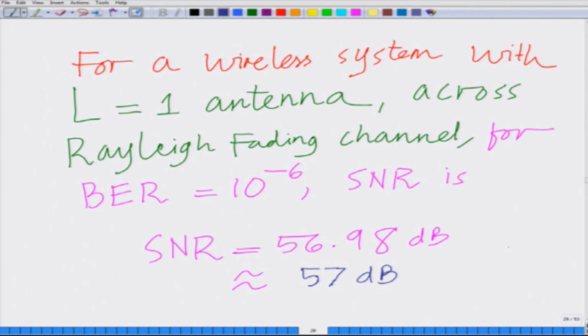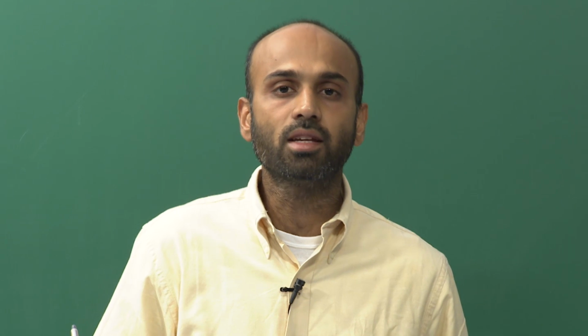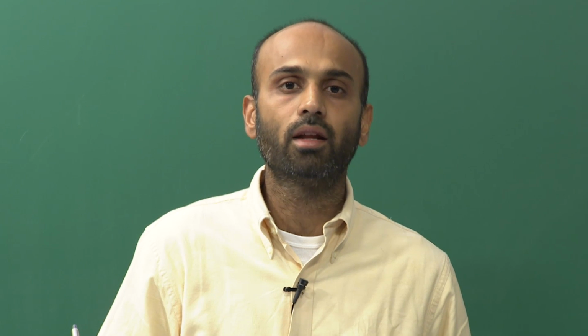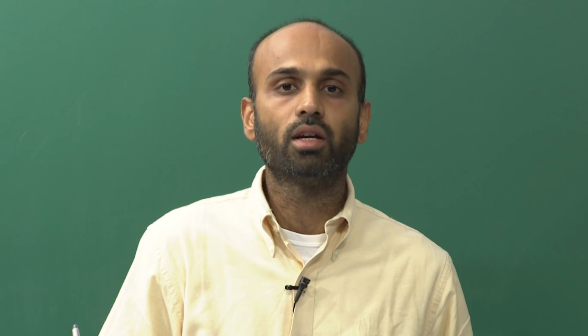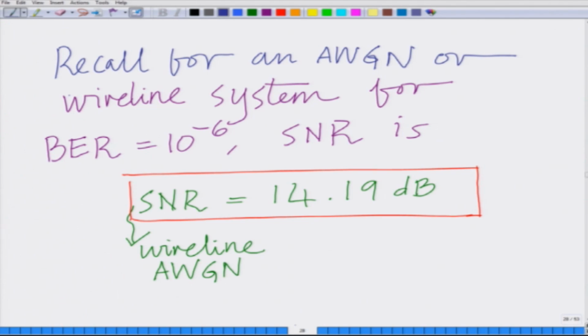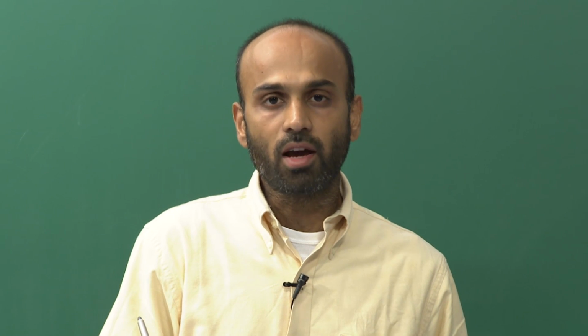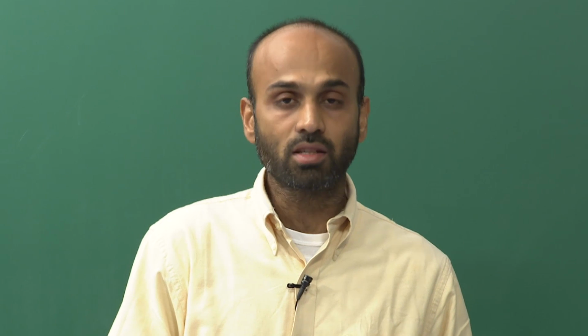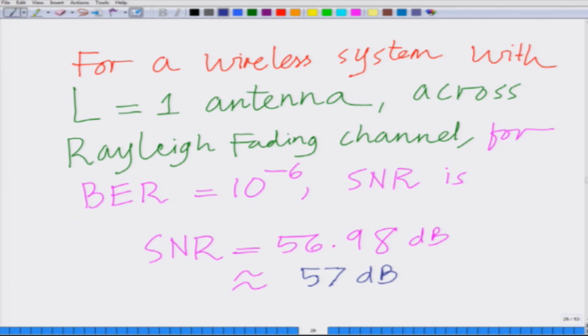So, we had seen that in a wireless communication system with a single antenna, that is L equal to 1 antenna, the SNR required is huge, approximately 57 dB. In an AWGN channel, we have an SNR of 14.19 dB, approximately 14 dB. And as we go from a wireline to a wireless communication system, the required SNR for the same bit error rate 10 power minus 6 increases enormously to 57 dB, that is, a huge amount of transmit power is required to achieve a similar bit error rate.